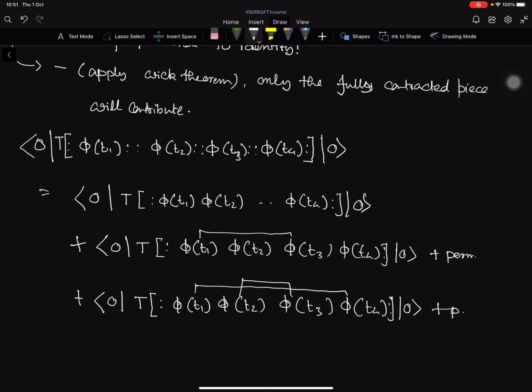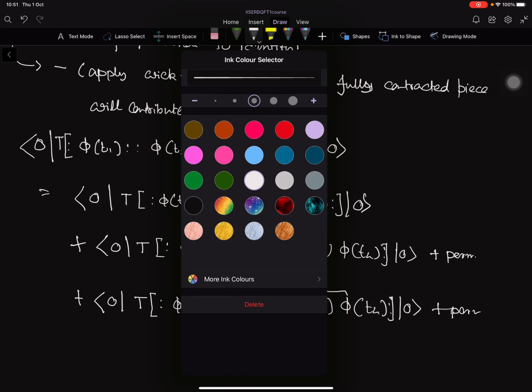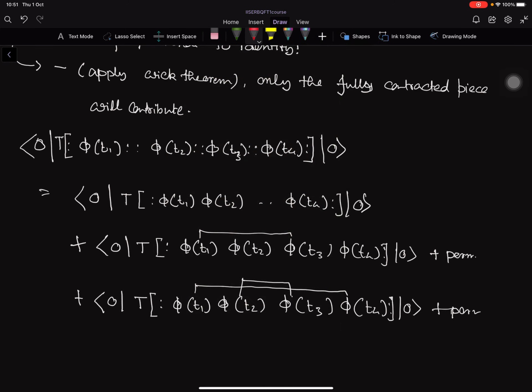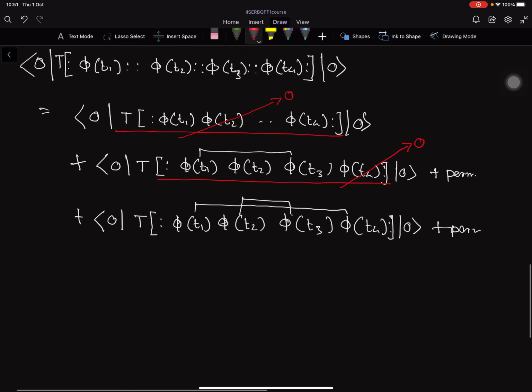Plus of course permutations. Now you see one important thing: since this operator is not proportional to identity, this is simply 0. This is normal order, and the expectation value of any normal ordered operator between vacuum is 0. This part is also not proportional to identity because 2 of them are contracted, but there are 2 remaining operators, so this is also 0. So the only non-zero answer comes from here.